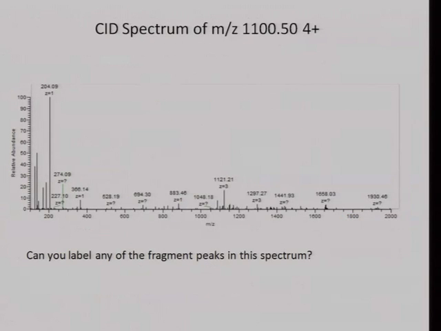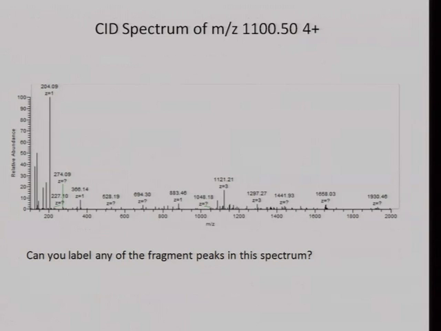So the next slide here is showing the CID spectrum of that same peptide, the same one that we've just shown. So if you remember, in CID spectra, we don't get very many peptide backbone cleavages. We mainly get fragmentation of the glycan itself. So based on this, the next question that I'm going to ask you is, can you explain any of the peaks in this spectrum?